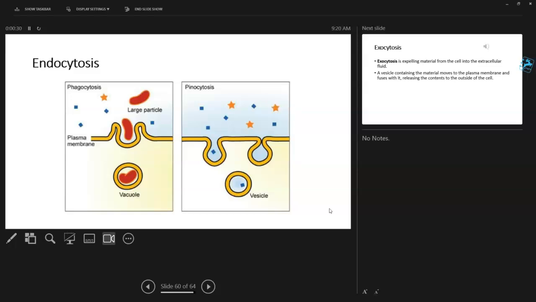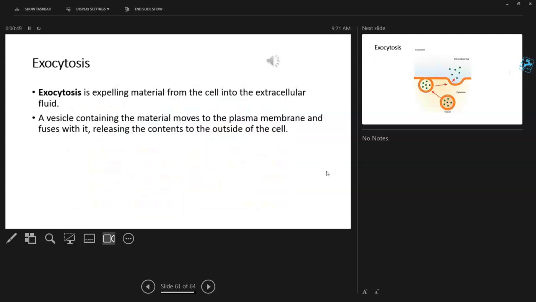Amoebas are really good at this. The whole organism is constantly changing shape, and so that's how they eat. They just surround the particle and take it in. Some of our white blood cells can do this, of our immune system. And exocytosis is the opposite.